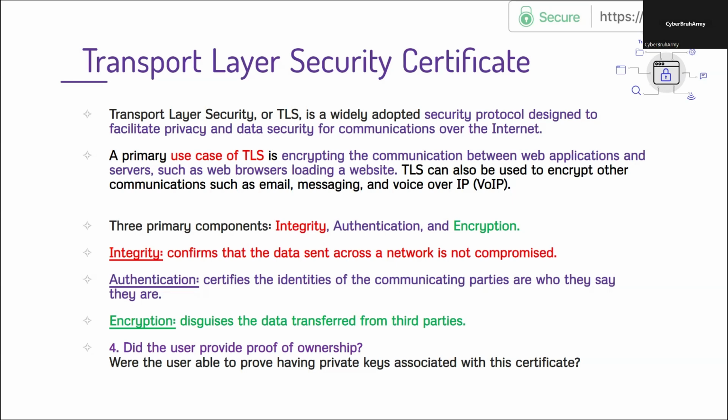The main components of a transport layer security certificate are three: integrity, authentication, and encryption. Integrity confirms that data sent across the network is not compromised. Authentication certifies that the identities of the communicating parties are who they say they are. The third one is encryption. We are transferring the data, but we make sure our data is encrypted, so that no man-in-the-middle attack can happen in our communication, or data transfer from third parties.